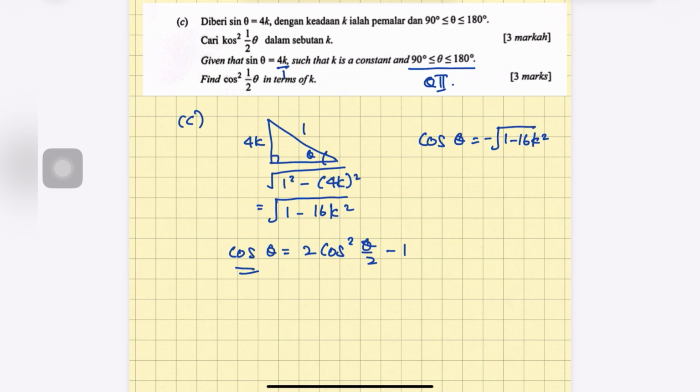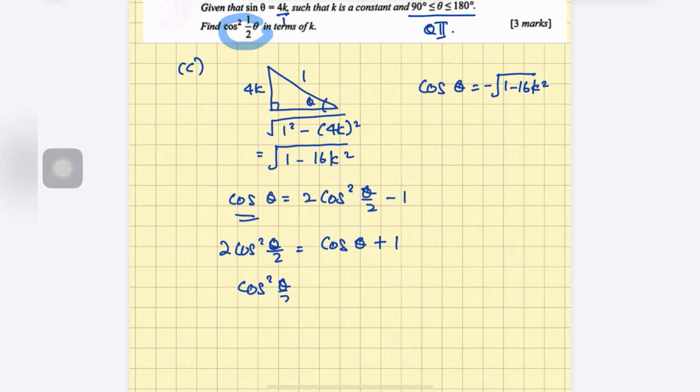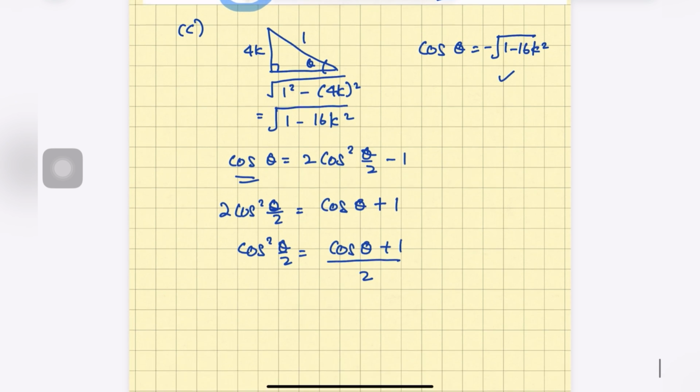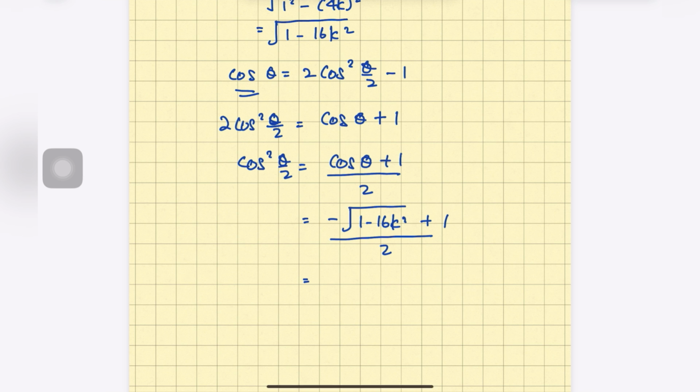Okay, so then kita boleh substitute. Dan kita boleh jadikan ni, kita nak cari ni kan. So kita boleh jadikan dia subjek lah. So 2 cos squared theta over 2 equals to cos theta plus 1. Okay, so then cos squared theta over 2 equals to cos theta plus 1 over 2. Cos theta tadi ada, kita masukkan je lah. So kita dapat negatif square root 1 minus 16k squared plus 1 over 2. Okay, ataupun kita boleh susun, which is equals to 1 minus square root 1 minus 16k squared over 2. Done.